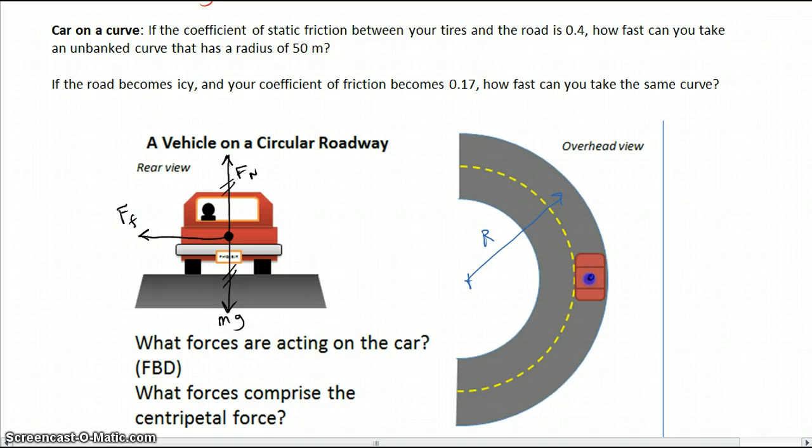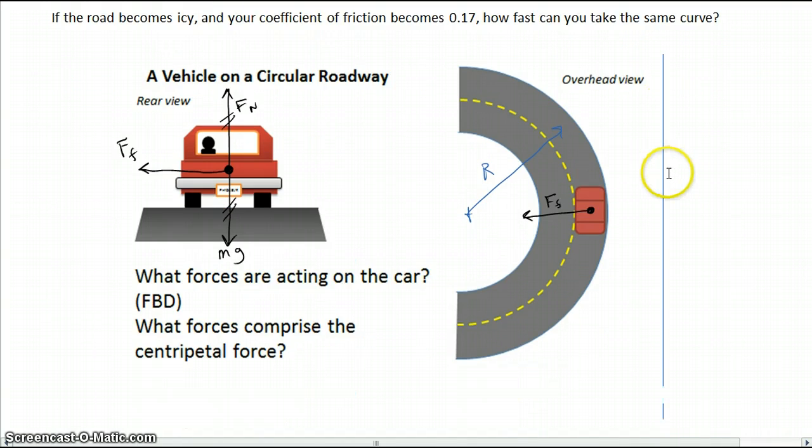If I were to draw it on this overhead view, I would draw it something like this, the force of friction. It's pulling you into the circle. It's the string that is attached to the rock. So that is our centripetal force. So, okay, knowing that, what can we do now? Well, we've got some numbers here. Let's play around with this idea.